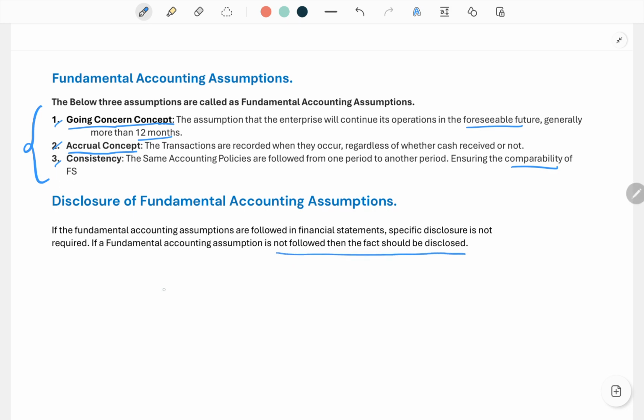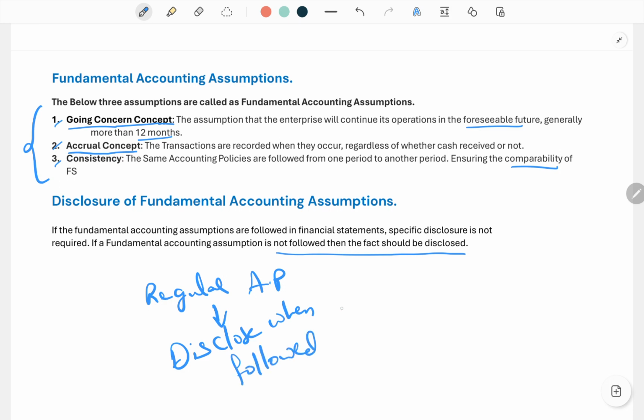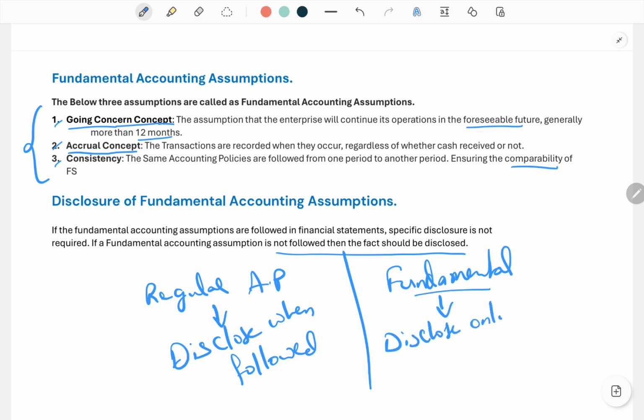Okay. So which means for regular accounting policies, disclose when followed. But for fundamental assumptions, when you are following, don't disclose. You need to disclose only when not followed. Okay. So that is what is called fundamental accounting assumptions.